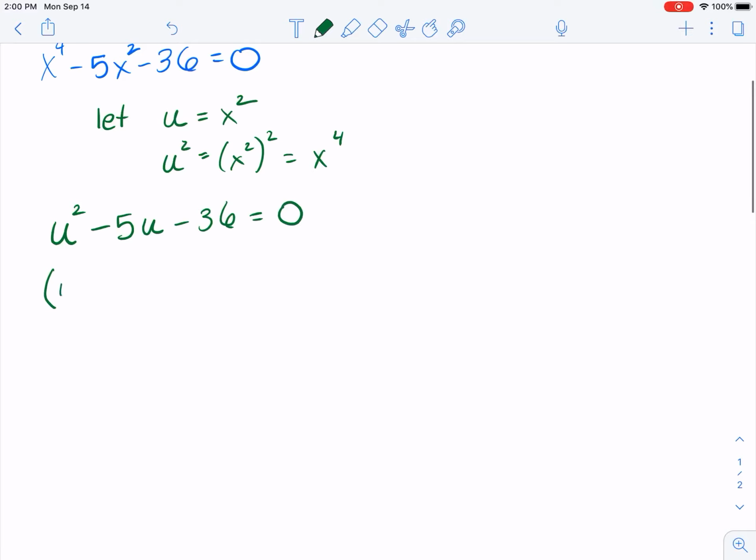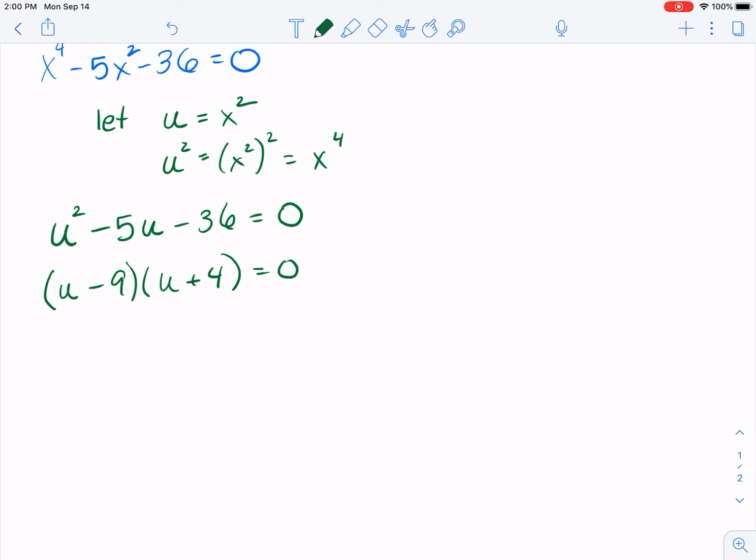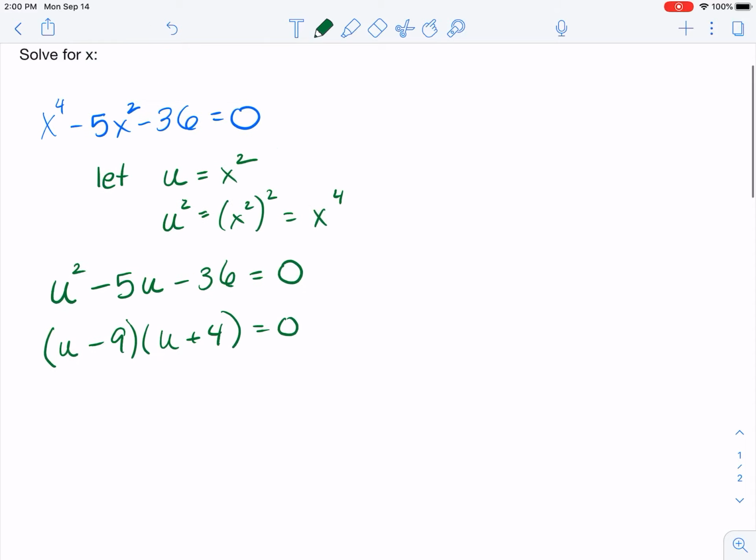Hopefully you recognize that this is u minus 9 times u plus 4. Let's double check to make sure that's right. When I multiply, that's a 4u and that's minus 9u, which gives me minus 5u. We're good to go. It depends on if they tell me to factor or solve. They said solve.